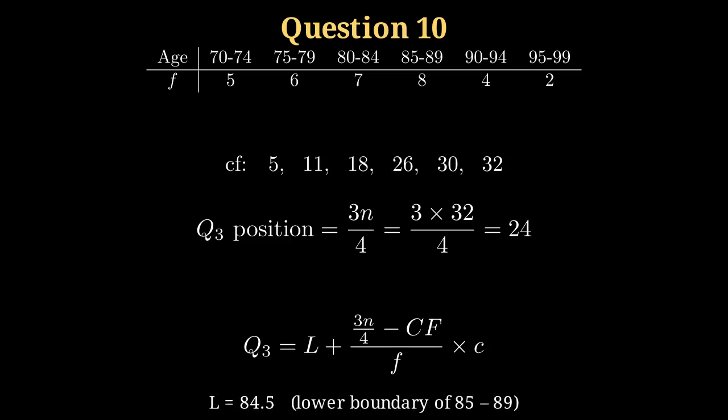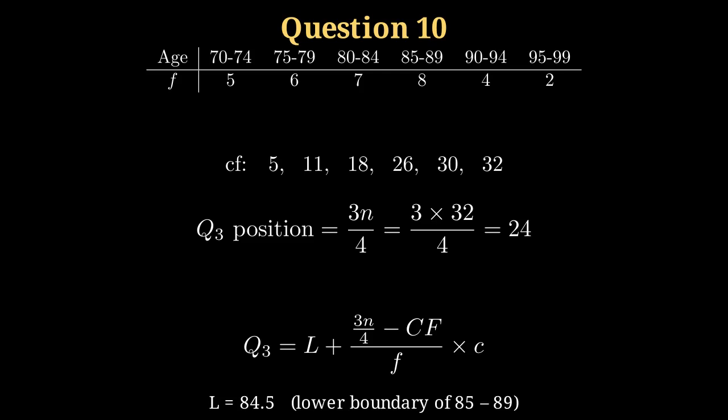The lower boundary of 85 to 89 is 84.5. The cumulative frequency before this class is 18. The frequency of the class is 8, and the class width is 5. Substitute everything in. Q3 equals 84.5 plus 24 minus 18 over 8 times 5.